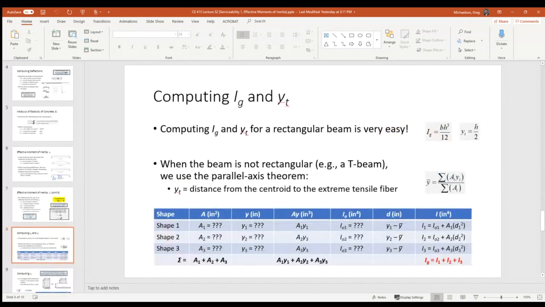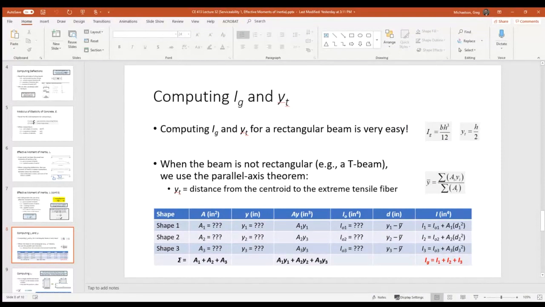Now, I wanted to recap some of these terms. So the gross moment of inertia and YT. The gross moment of inertia is really, really simple. If you have just a rectangular beam, it's just BH cubed over 12. And then YT, remember, YT is the distance from the centroid to your extreme fiber in tension. So for a rectangle, that's just H over 2.